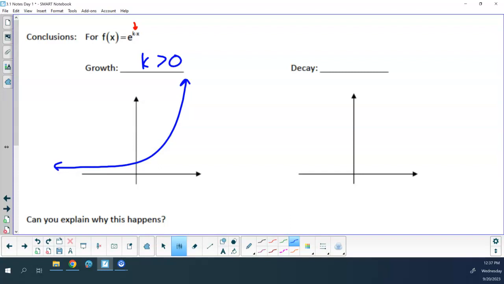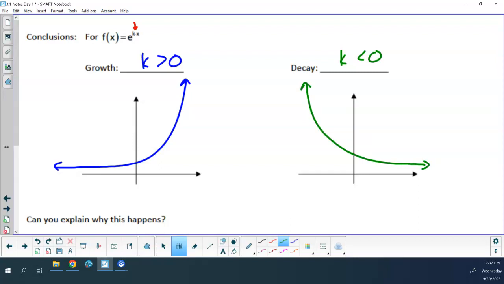Because if you think about it, E is roughly 3. We'll just call it 3 for calling it 3's sake. If k is positive, when you plug in all your numbers, x equals 1, x equals 2, x equals 3, x equals 4, those are all going to stay positive. 3 to the first is 3, 3 squared is 9, 3 to the third is 27, 3 to the fourth is 81. Still growing, growing, growing. So k is positive, we grow. If k is negative, then we decay.